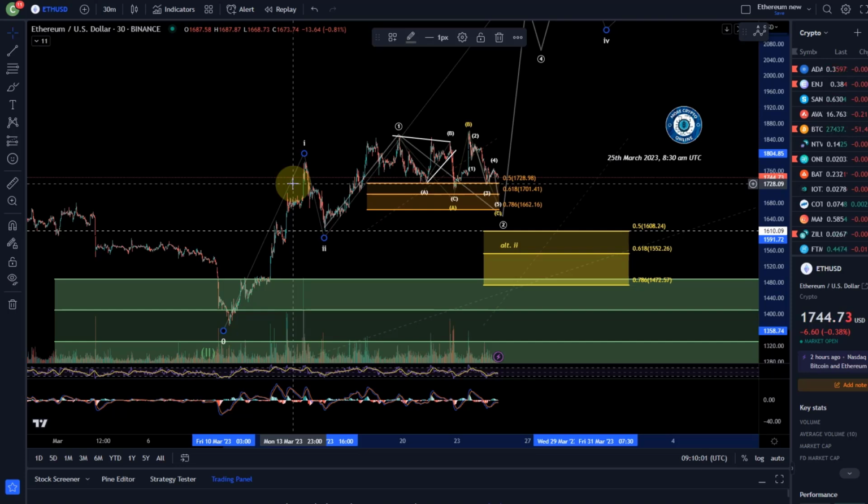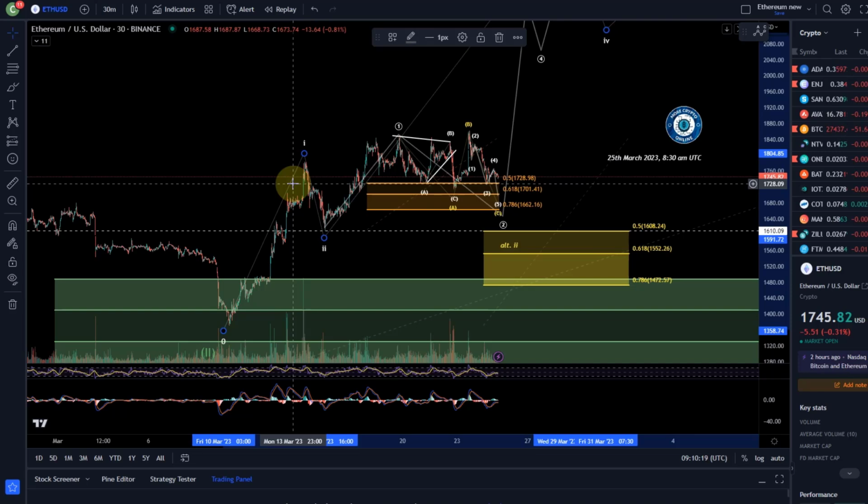But from this support area, it has simply failed to rally impulsively. And that is exactly what we want to see as a signal that this downtrend has ended. So for now, price action continues to be corrective. Again, it's Saturday. I don't necessarily expect too much price action today.